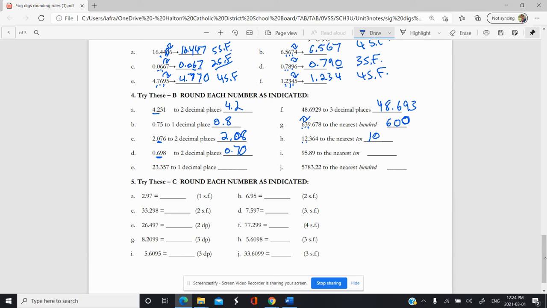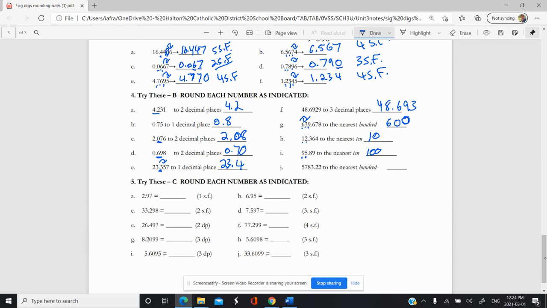95.89 to the nearest 10. So this is 1 and this is 10 over here. And looks like we're going to round up, and this can become 100 to the nearest 10 there. And that's with 1 significant figure. Over here, to 1 decimal place, we look next door, we want to round up to get an even number, so 23.4. And that's 3 sig figs.